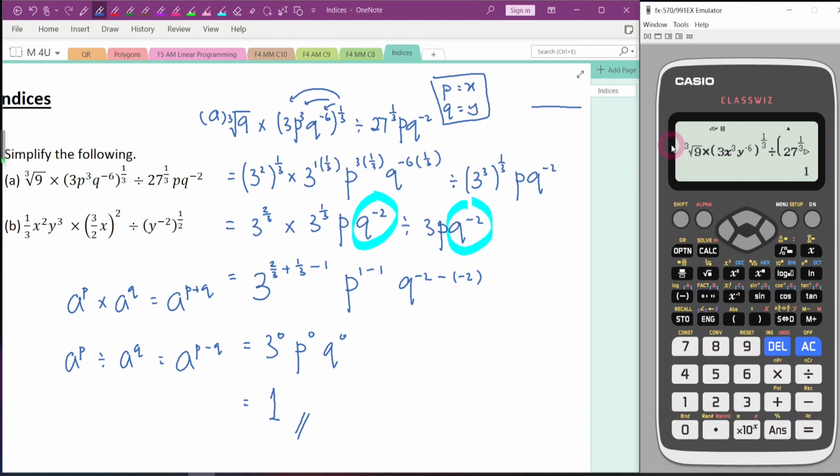Let me use other numbers. Calculate again. This time let me use a negative number, negative 9. How about I use a decimal, 0.5, for example? You will still get 1. This means that we did the simplification correctly. This is equal to 1.